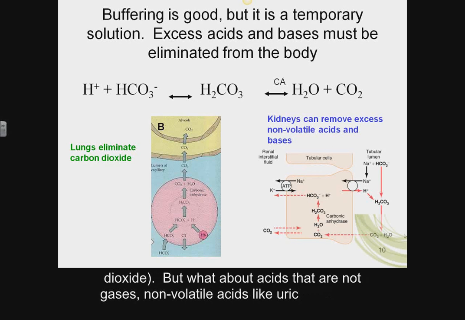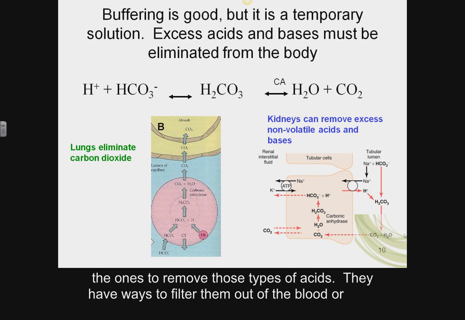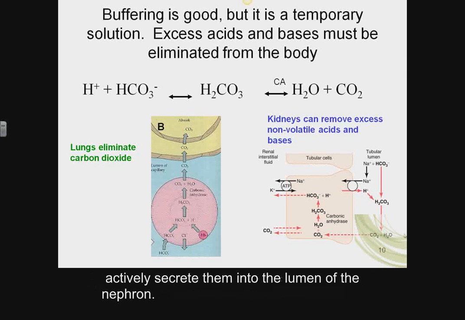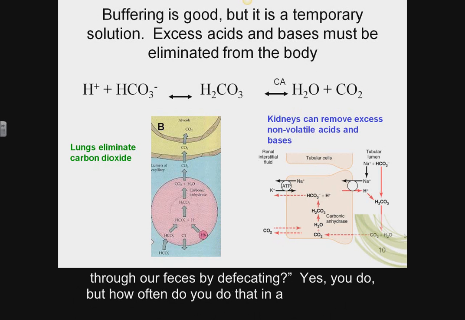So your lungs remove your volatile acids, your carbon dioxide. But what about acids that are not gases, non-volatile acids like uric acid, creatinine, lactic acid, and other types? Well, the kidneys are going to have to be the ones to remove those types of acids. They will have ways to filter them out of the body or actively secrete them into the lumen of the nephron. Now students often say, why just the lungs and the kidneys?